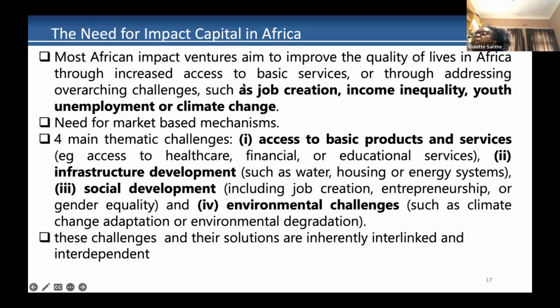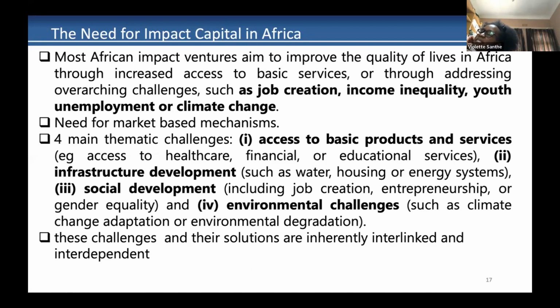Okay, so most African impact ventures aim to improve the quality of lives in Africa through increased access to basic services or through addressing overarching challenges such as job creation, income inequality, youth unemployment, or climate change. To review the potential demand for impact investing in Africa, we will first consider key development challenges that can be partially addressed through market-based mechanisms.